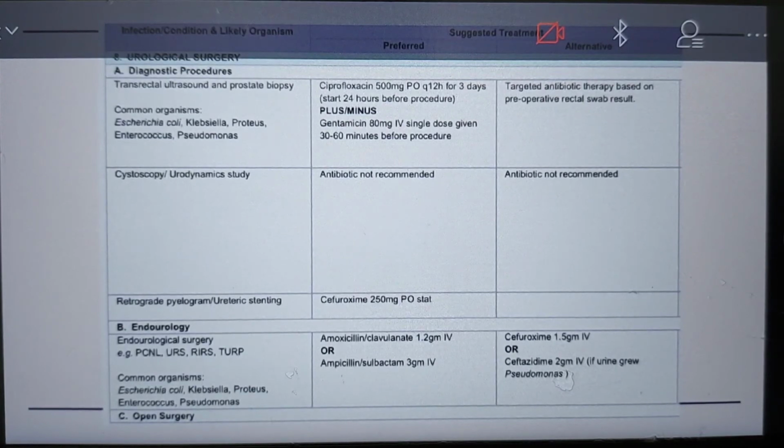Another procedure is retrograde pyelogram or ureteric stenting. Usually we give only oral cefuroxime. Then endourological surgery, PCNL, percutaneous nephrolithotomy, ureteroscopy, retrograde intrarenal surgery, and transurethral resection of prostate. We usually use Augmentin or Unasyn.